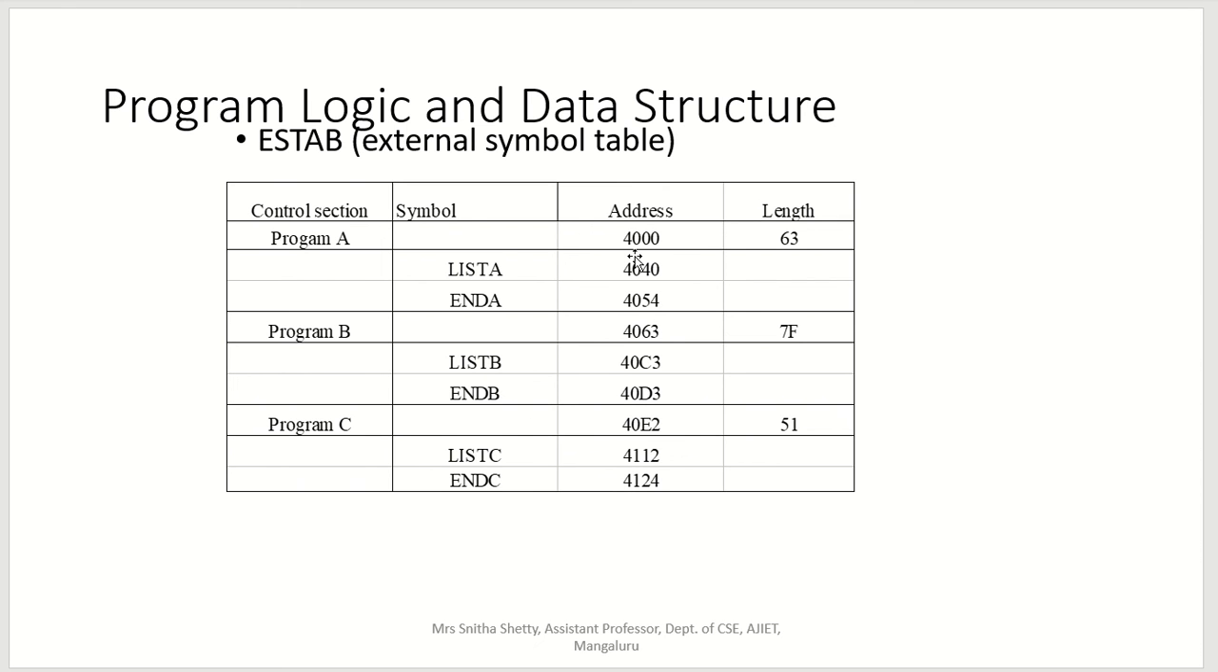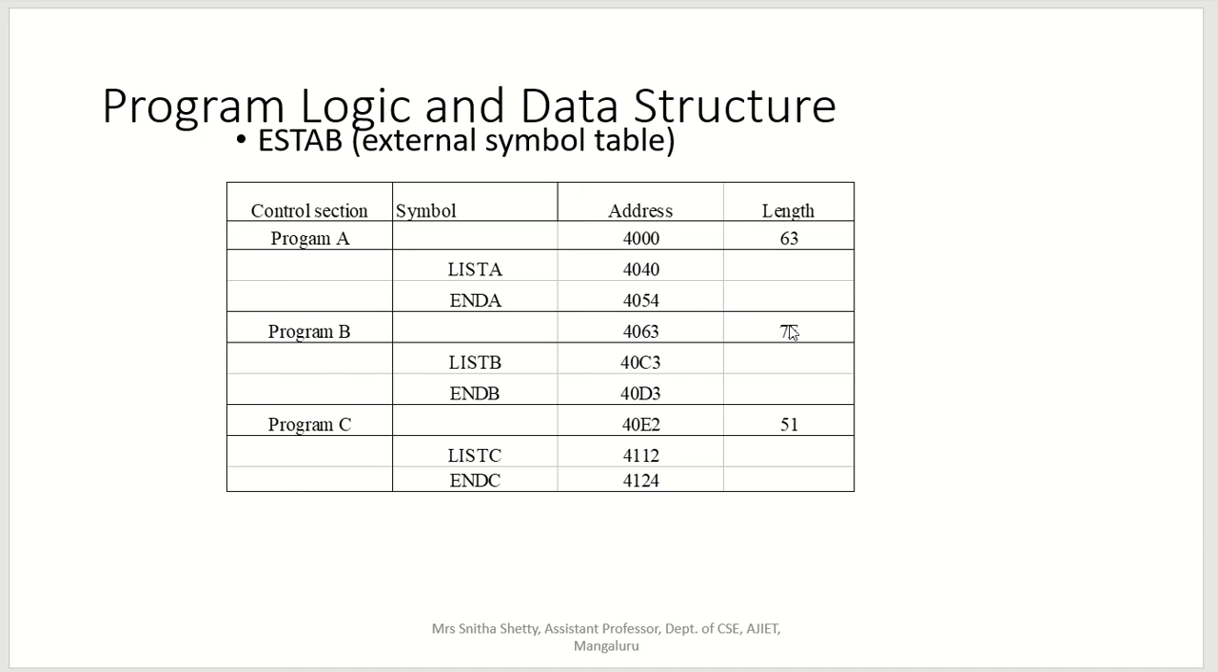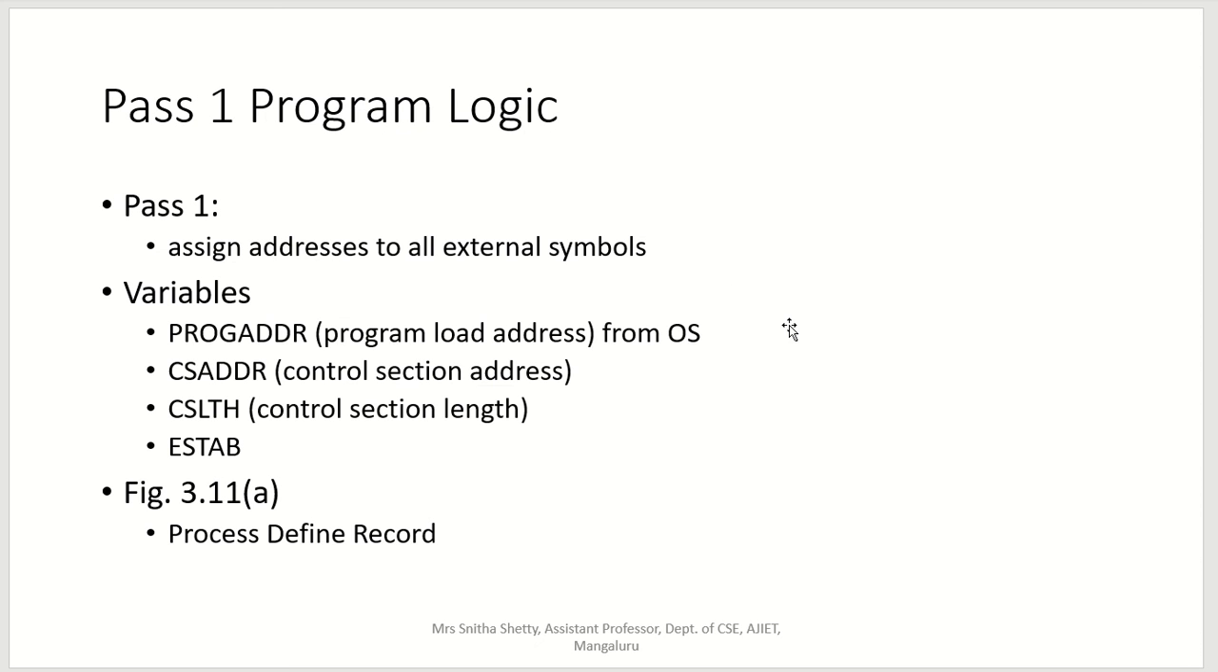This is how it solves external reference and external definition. I explained how it resolves the problem of external reference and external definition using a symbol table. To do this, it will use two passes. What is pass 1? In pass 1, it will assign addresses to all the external symbols. That means it will assign all addresses, and you can see here the address of program A.